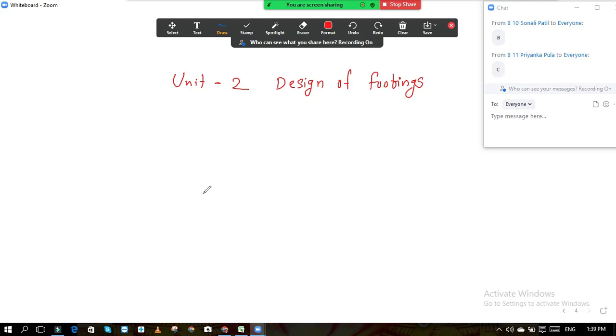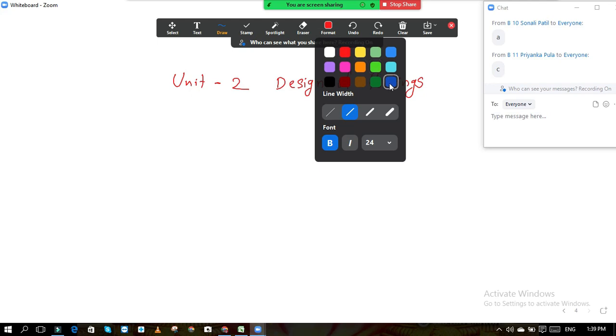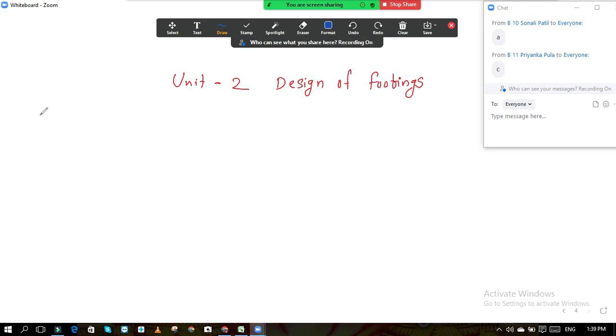But for our syllabus, there is no theoretical point on these types. In this unit we are going to discuss two designs: first the isolated square footing, and second the isolated rectangular footing. Combined footing is not there in your syllabus for design. So now we will start with our second unit. First of all, we will go to the syllabus.